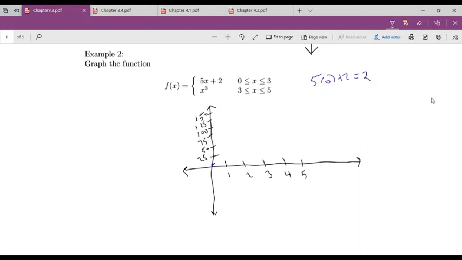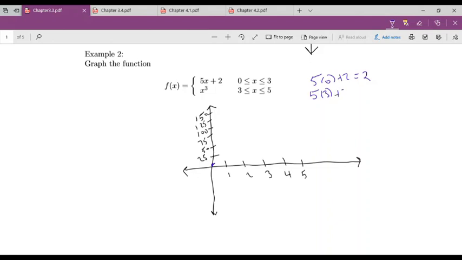Okay, I'm going to plug in the other endpoint here. I always plug in my endpoints. You have to plug in your endpoints. For a linear one, like this one, 5x plus 2, you really only need 2 points, so just plug in your endpoints. It's equal to 0, so therefore that's why I have a solid dot here.